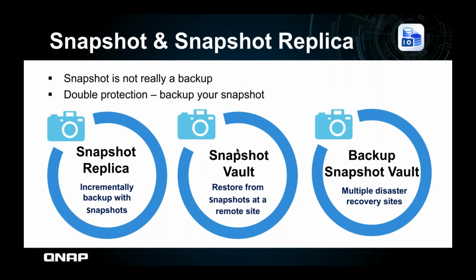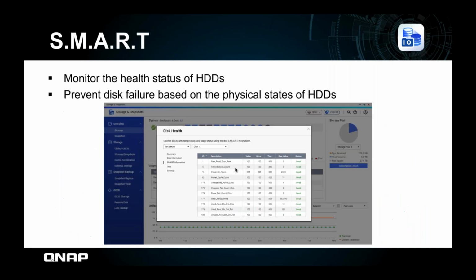Now, snapshot is not a backup. Snapshot is versioning. So if maybe your hard disks were to all die, or the NAS got burned up in a fire, you would still lose your data. But Snapshot Replica is a backup. Snapshot Replica allows you to replicate a volume or LUN to another NAS or even to multiple NAS. And so a Snapshot Replica is a backup with versioning. And then from your Snapshot Vault, you can access any of your snapshot replicas, and you can restore a snapshot from your snapshot replica on another NAS.